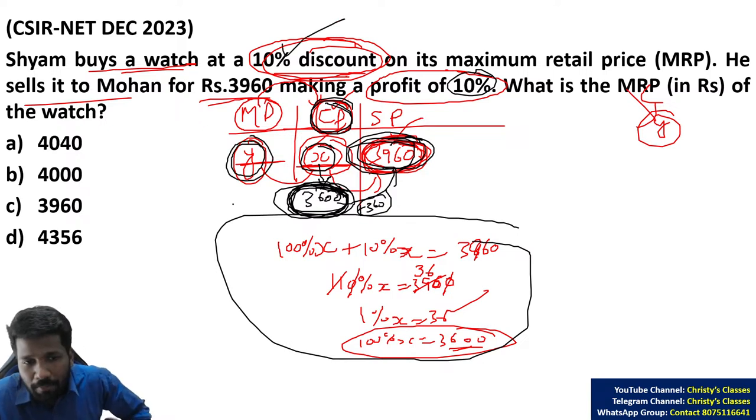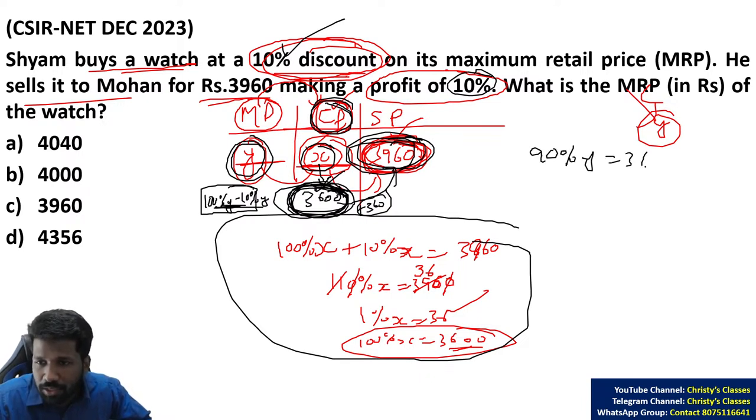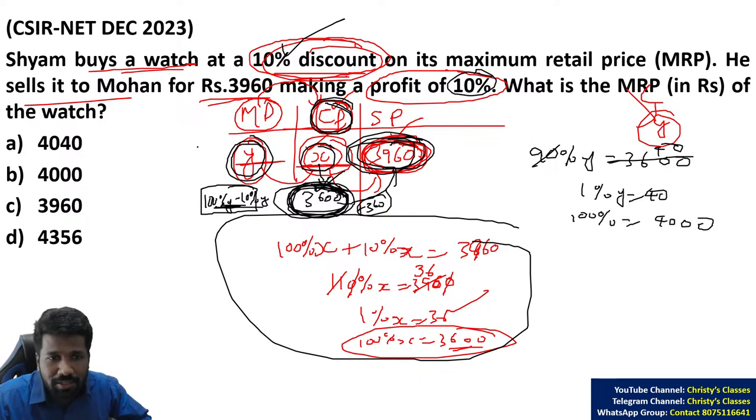Na? Matlab marked price kya hoga? Same logic itself. Ye marked price pe 10% discount, uske baad 3600. So if the marked price is Y, then 100% of Y minus 10% of Y, that is 90% of Y is equal to 3600. This you can cancel easily. 1% is 40. 1% 40 hai to 100% 4000 hoga. That is our marked price or MRP, option B.